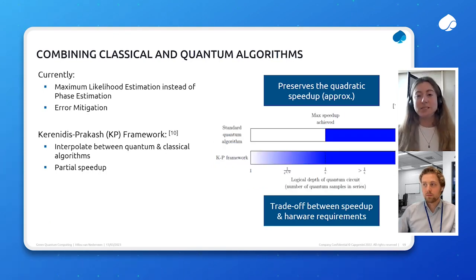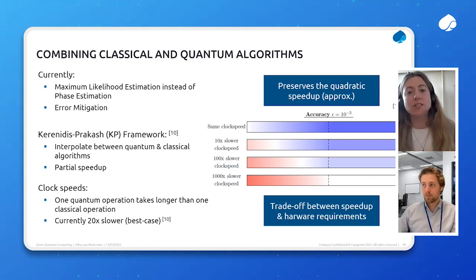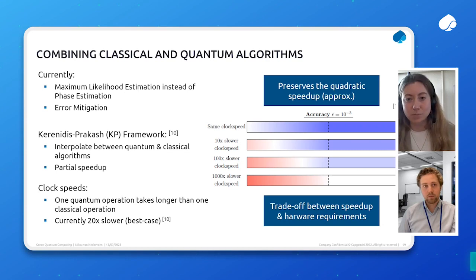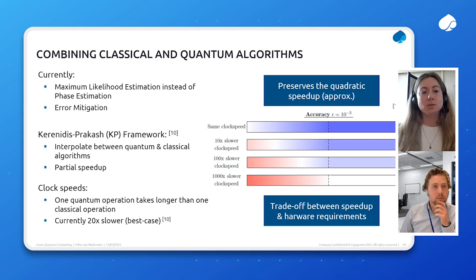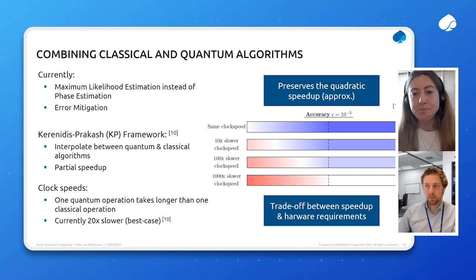And this now looks very nice, but in fact the time it takes a quantum operation is still way longer than a classical operation. So we don't actually already acquire a speed up, but we might first have a slowdown and then slowly go towards a speed up. But either way, it's very interesting to be able to use this interpolation between quantum and classical algorithms, taking into account the clock speed of a quantum computer.